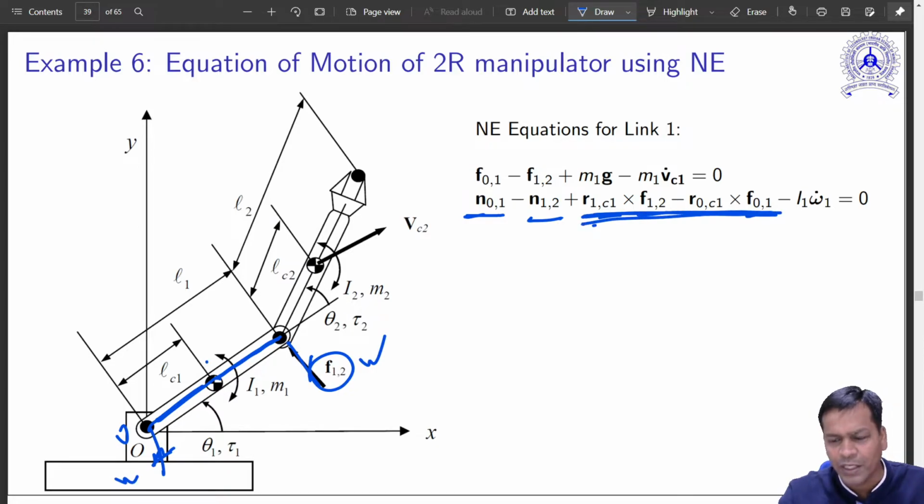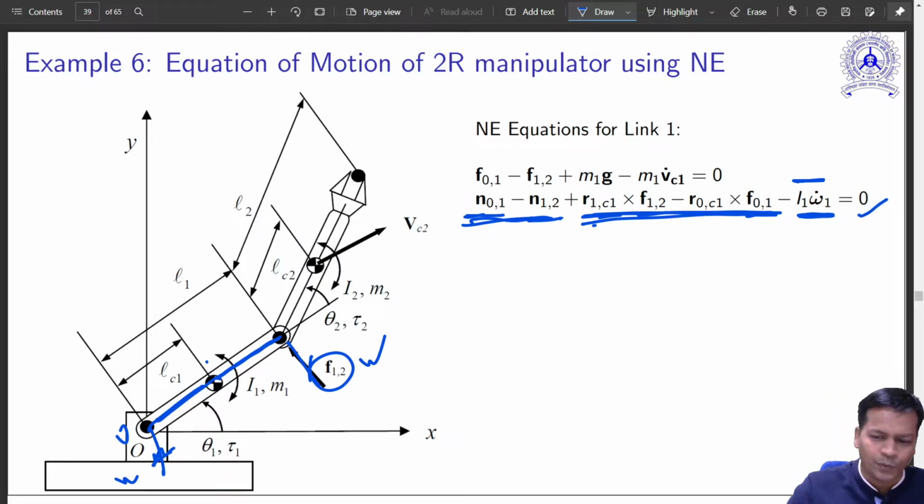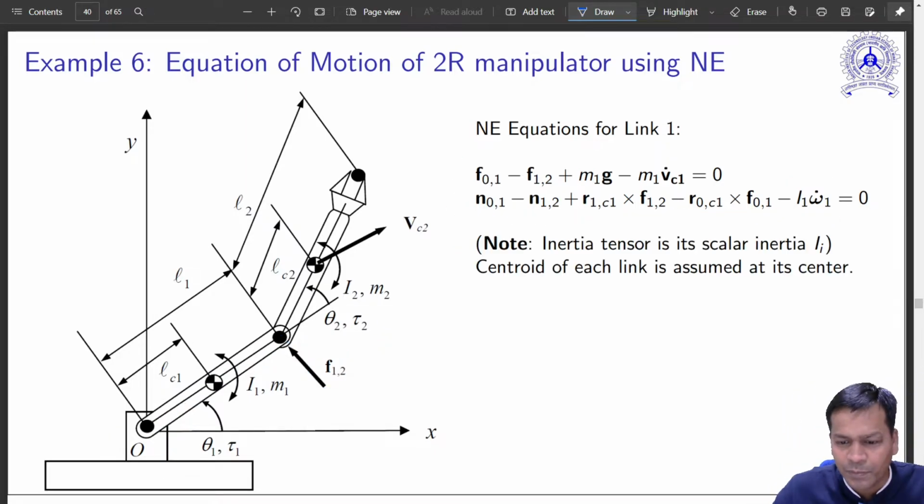This is this term, and effectively there won't be any Coriolis term over here because this is just one link. So just one term is there, that is the moment of inertia times the angular acceleration. It is equal to 0. Now in these two equations, the inertia over here is scalar inertia, because this is just one link; otherwise it would be a tensor.